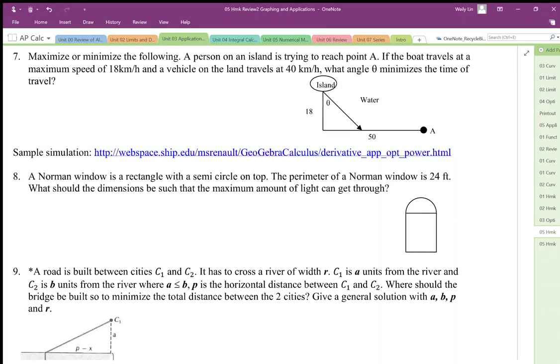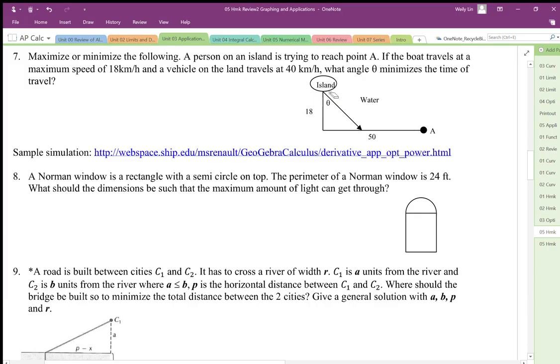Problem here, we have a boat. It's traveling along from an island to the shore, or needs to get from the island to point A, and it has a maximum speed along the water of 18 kilometers an hour, but once it gets to the land it can travel faster. It can travel at 40 kilometers an hour.